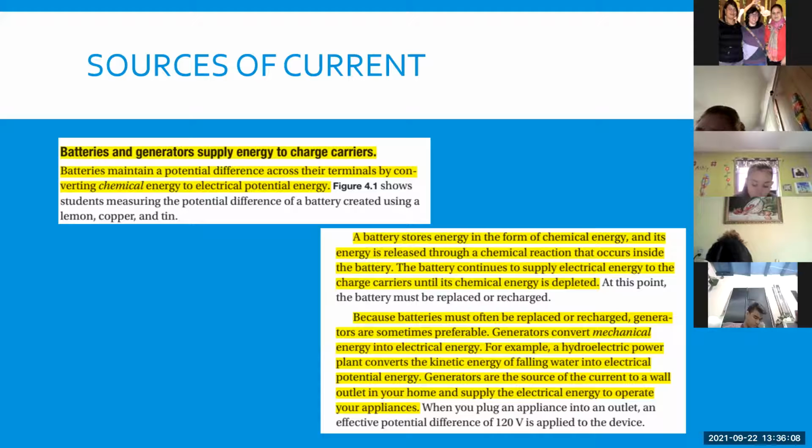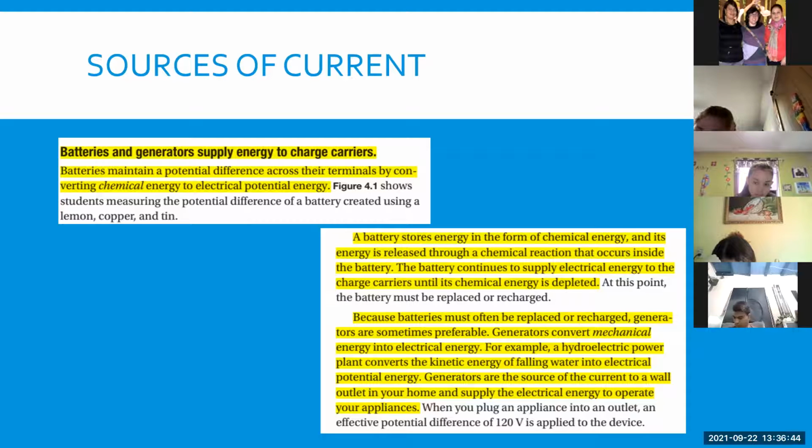Now, in a battery, batteries transform chemical energy into electrical energy. The reason is because inside a battery we have acids. Those acids are in constant reaction, and that reaction is going to release energy, and that energy is the one that is being transformed into the electrical energy. That's how a battery works.